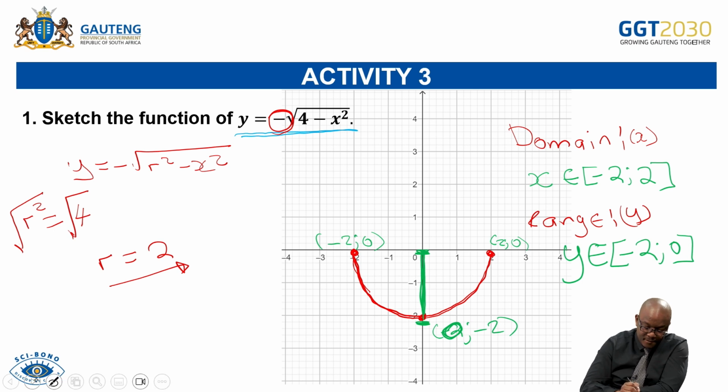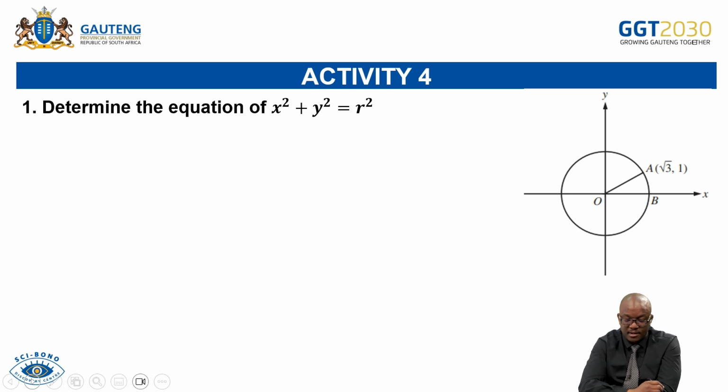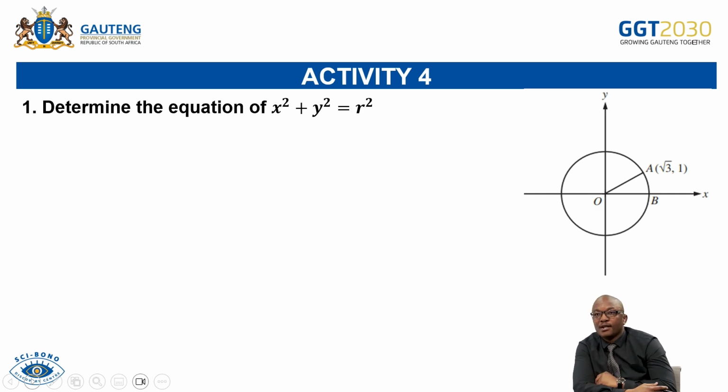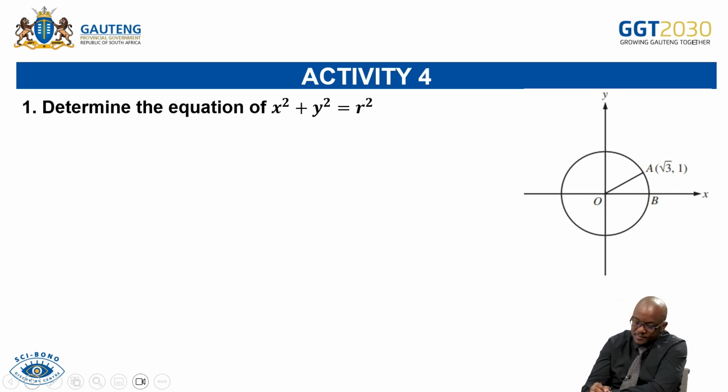Okay. Now we have sketched our full circle, the semicircle that has a positive y value and the one that has a negative y value. Then now, let's find out how we determine the equation of these circles. We're now looking at our sketch. The center is always at the origin, (0, 0).